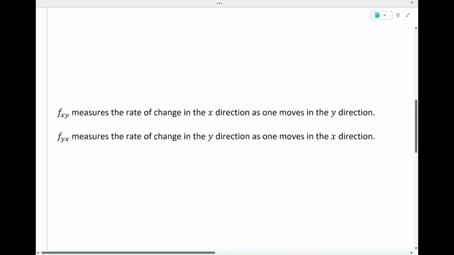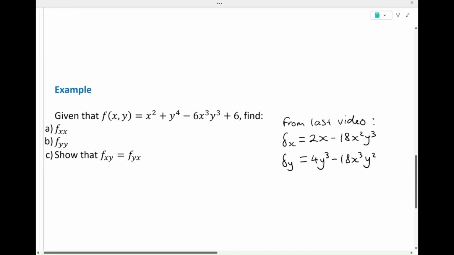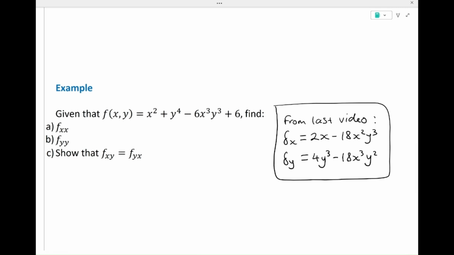So let's actually find some of these derivatives. Here's our question. It's the same function from last time. I've got the answers from last video just written here in order to speed things up. Part A, we need to find our second partial derivative with respect to x.